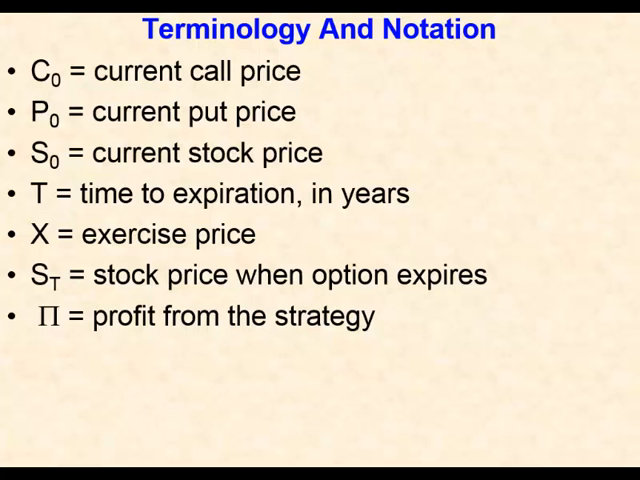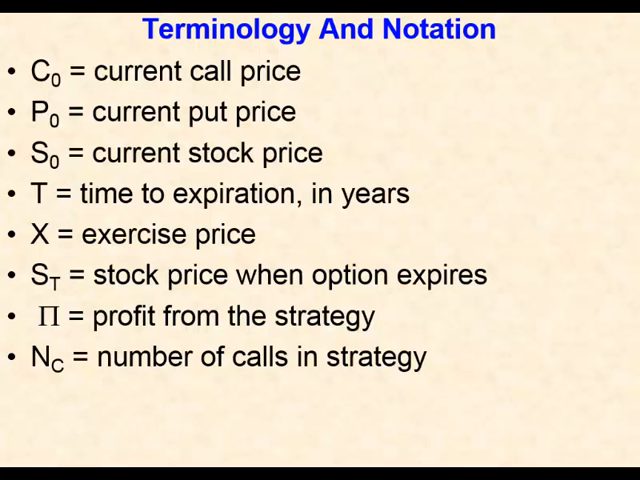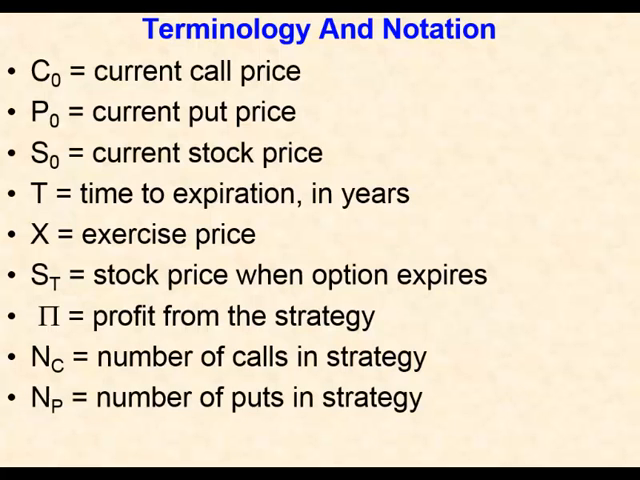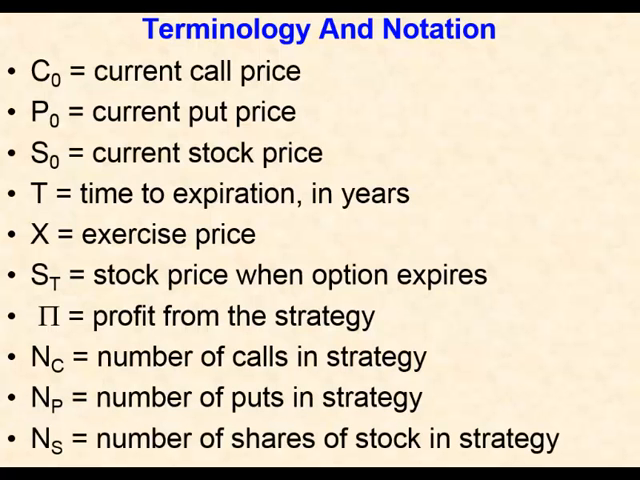We'll let the Greek letter pi represent the profit from the strategy. N sub C is the number of calls in our strategy. N sub P is the number of puts in our strategy. And finally, N sub S is the number of shares of stock in our strategy.